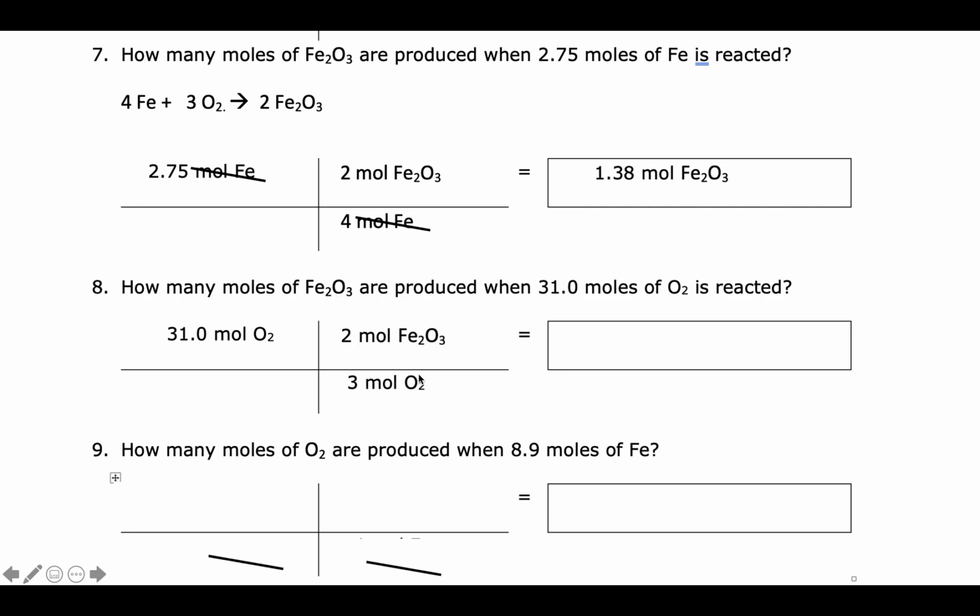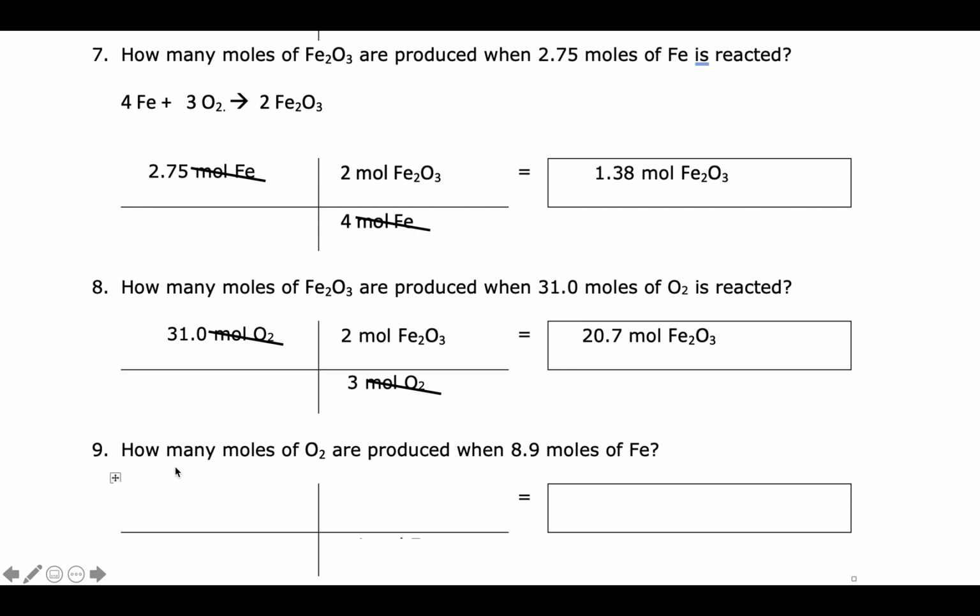The oxygens are going to cancel out. And now we do the math. 31.0 times 2 divided by 3. 20.7 moles of ferric oxide.